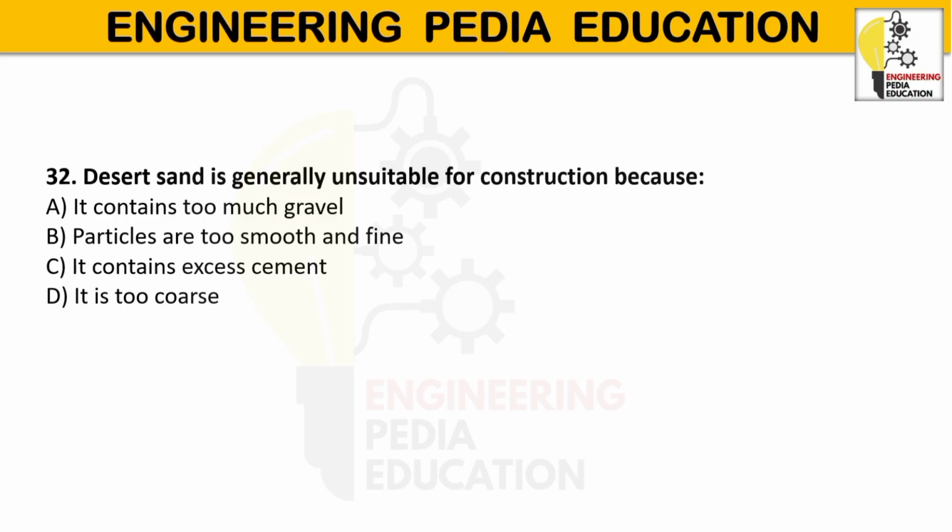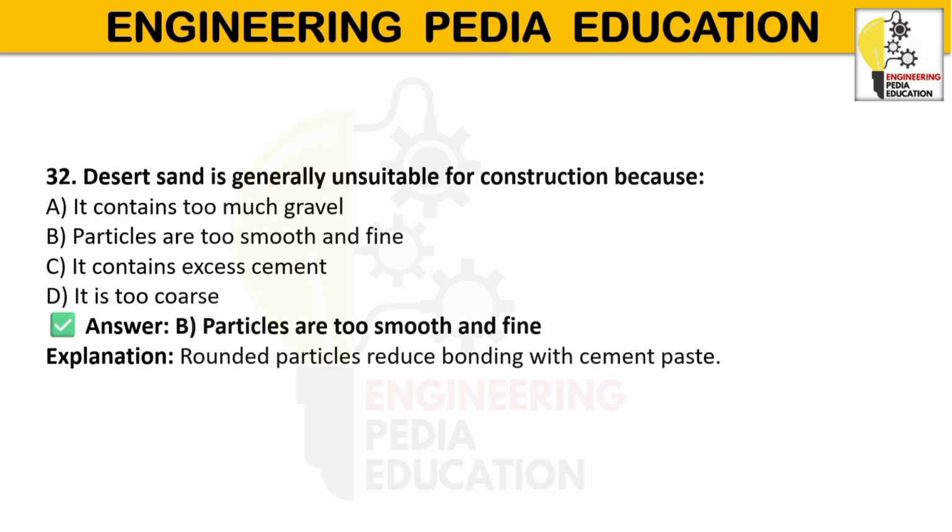Desert sand is generally unsuitable for construction because it contains too much gravel, particles are too smooth, contains excess cement, is too coarse. So the correct answer is particles are too smooth and fine. Rounded particles reduce bonding with cement paste.